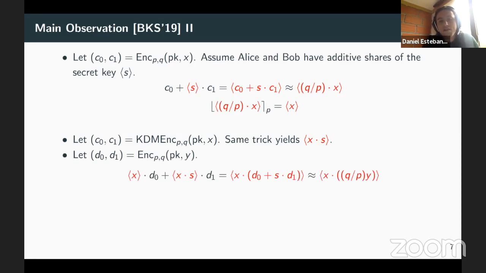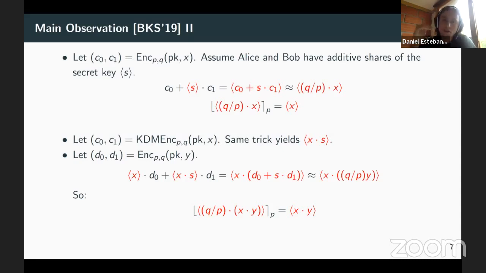So if you have an encryption of another potentially unrelated value y, and you do this linear combination, x times d0 plus xs times d1, where you have shares of x and shares of x times s from the previous two steps, then if you do the math, this actually will lead you to shares of x times q divided by p times y. And we can, yet again, apply this trick of locally rounding. If each party locally rounds its own share to mod p, then they will end up with shares of the product between x and y.